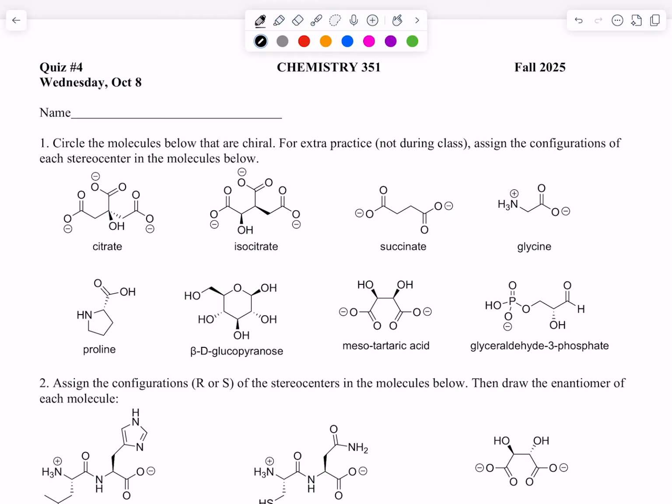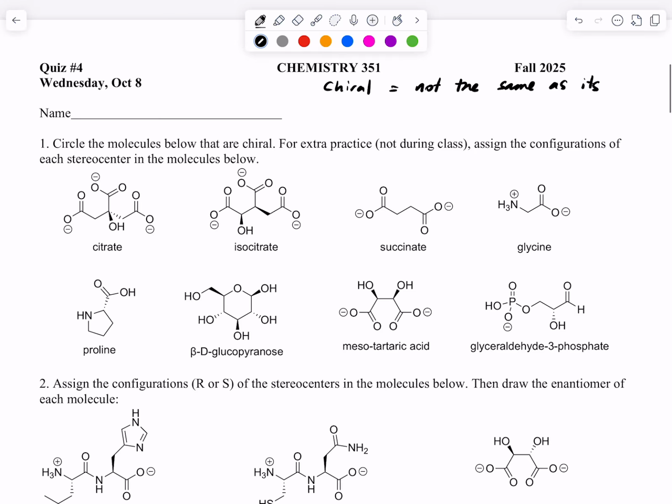Okay, who needs help with remembering what chiral even means? A little bit? Yeah, that's okay. Chiral means not the same as its mirror image. Like your left hand and your right hand. Different reflections of each other, but not the same. So one test, and this test takes forever, that you can use to determine whether something's chiral or not is draw the mirror image and then see if you can rearrange it to see if it's the same thing.